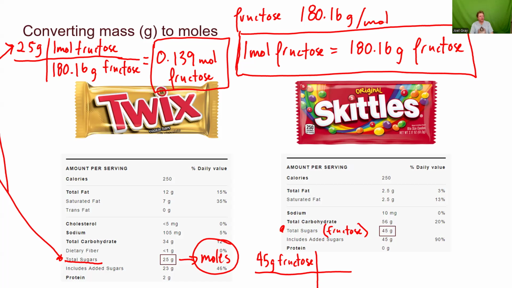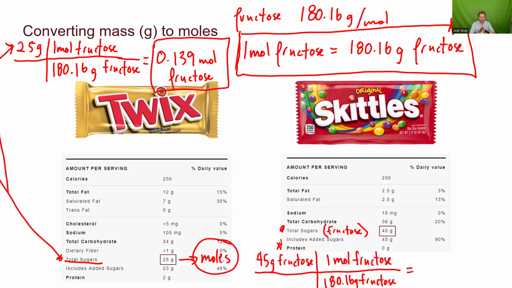Okay, then what I'm going to do is I'm going to go back to my reference point, which is 180.16 grams of fructose is 1 mole of fructose. And like I said previously, I want to get grams of fructose on the bottom, so in the denominator. And the 45 is what I know and what I kind of want to get rid of. Now I need my conversion factor, which is 180.16 grams of fructose on bottom and 1 mole fructose up top.